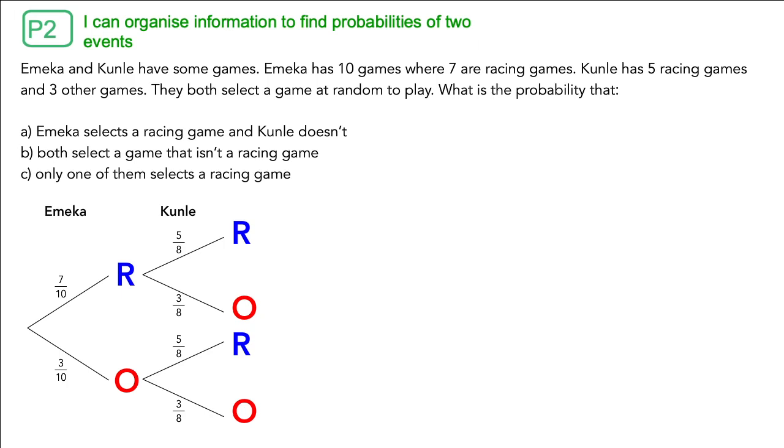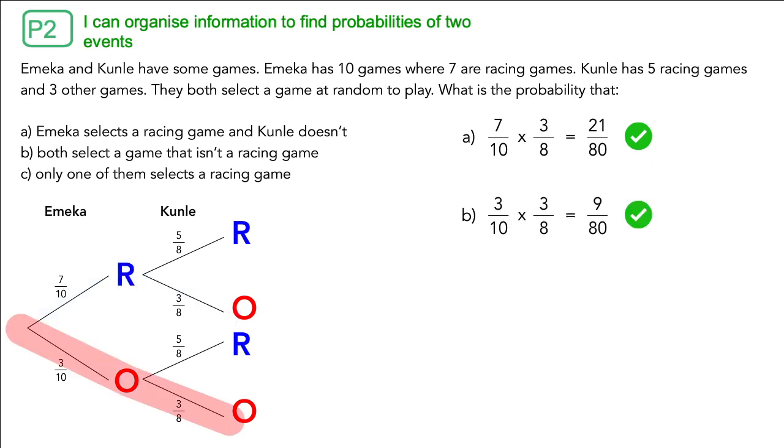The probability of Emeka selecting a racing game and Kunle selecting a non-racing game is 7 out of 10 times by 3 out of 8, which equals 21 out of 80. The probability both select a game that isn't a racing game is 3 out of 10 times by 3 out of 8, which equals 9 out of 80.